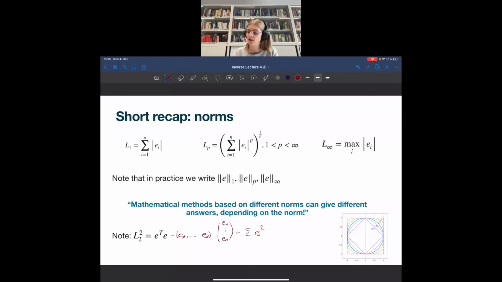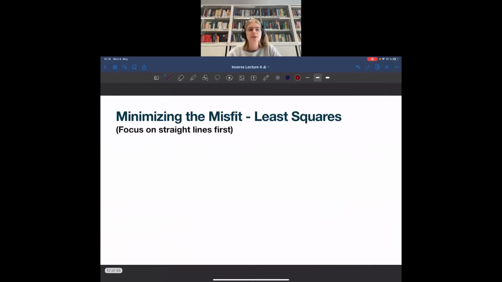So now that we know about norms, we will start with the first inverse method based on norms. What we do next is we minimize the misfit using least squares. And for this derivation we focus on fitting straight lines first. But as you will see here in the lecture and also in the exercise classes that will follow, you can use this method of least squares for an arbitrary line shape, an arbitrary polynomial shape, or whatever comes to your mind.